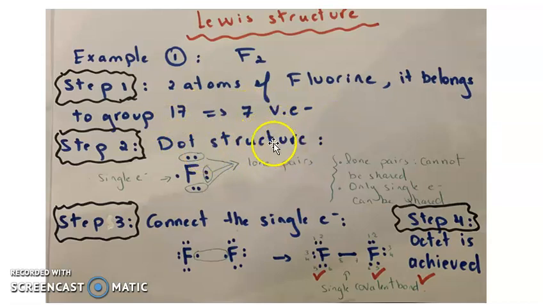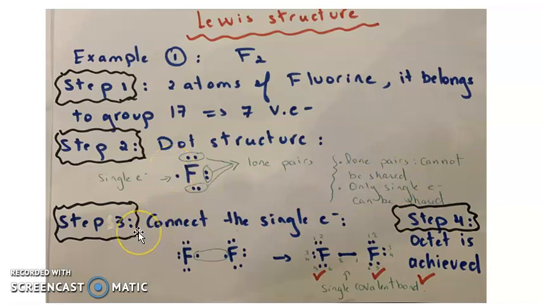Remember, you distribute these 7 valence electrons, 1, 2, 3, 4, 5, 6, 7, all around fluorine. Now this electron, the one here, this is called the single electron or the bonding electron. These are 3 pairs of electrons that are lone pairs or non-bonding electrons. They don't bond in this case. So lone pairs cannot be shared. Only single electrons bond.